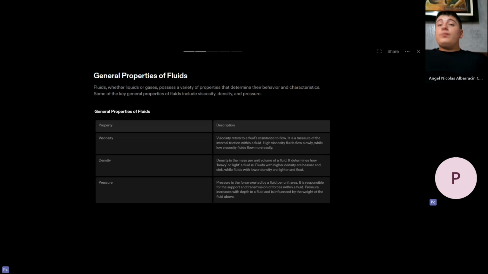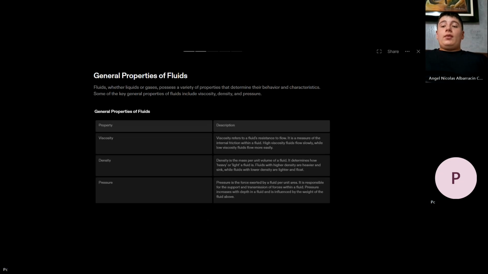Also, we have the pressure. Fluids experience pressure in all directions, which is transmitted through the fluid. These properties are crucial in understanding fluid behavior in confined spaces. Later, when we talk about compressible and non-compressible fluids, we're going to analyze what that means, because that terminology is not the best.